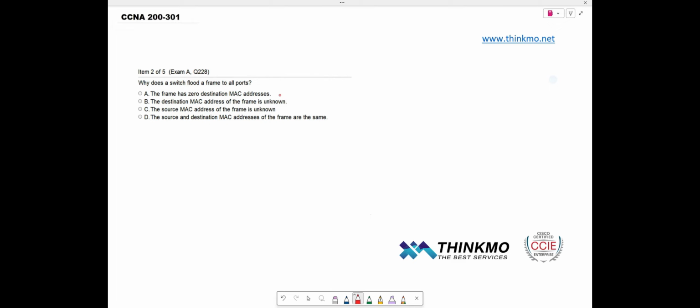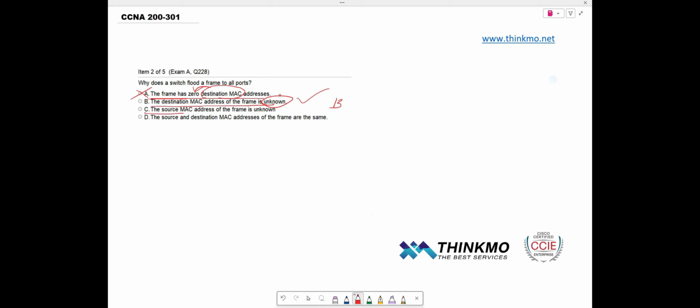So let's look at the options. It says that if the frame's destination mark is 0, this destination MAC address is 0. That's incorrect. That's impossible. That won't be flooded. Then it says, what about the destination mark? If it's unknown, then of course it will be flooded. So the correct answer is this one. Actually, the correct answer is B.